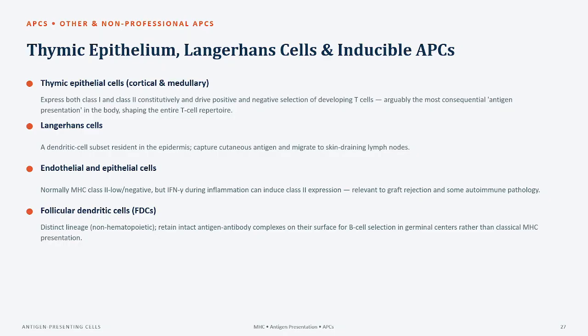So the endothelial and the epithelial cells are normally MHC class 2 low or negative, and interferon gamma during inflammation can induce class 2 expression, and it's relevant to graft rejection and some autoimmune pathology. Follicular dendritic cells are non-hematopoietic, with a distinct lineage, so they retain intact antigen-antibody complexes on their surface for B cell selection in germinal centers rather than classical MHC presentation.